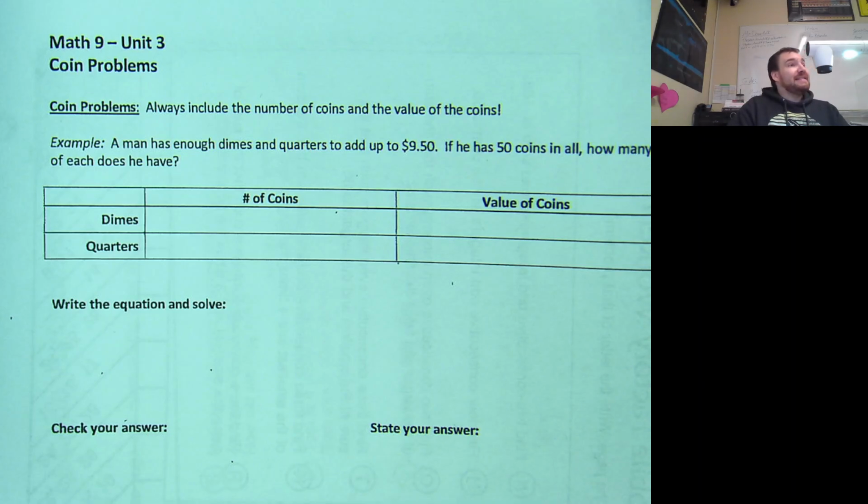Okay, so this kind of style of question looks like this. A man has enough dimes and quarters to add up to $9.50. If he has 50 coins total, how many of each does he have? So again, there's a couple ways you can do this. You can do this using 2 variables. You can do this using 1 variable. I don't particularly care how you choose to do it, as long as you're comfortable with the technique you choose. So I've got dimes and quarters. I'm told that their dollar value totals $9.50, and there's 50 coins total.